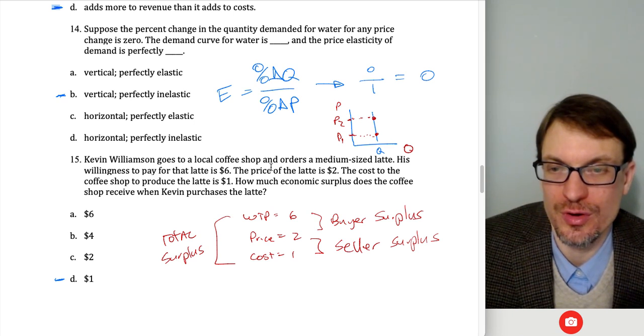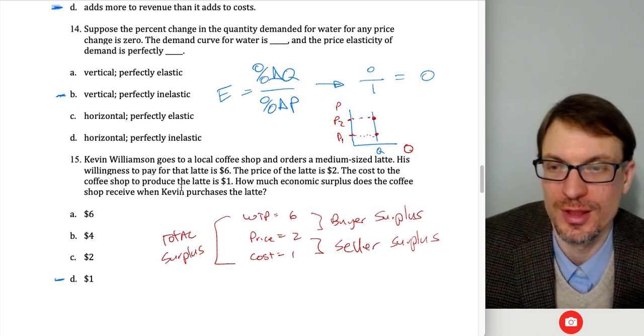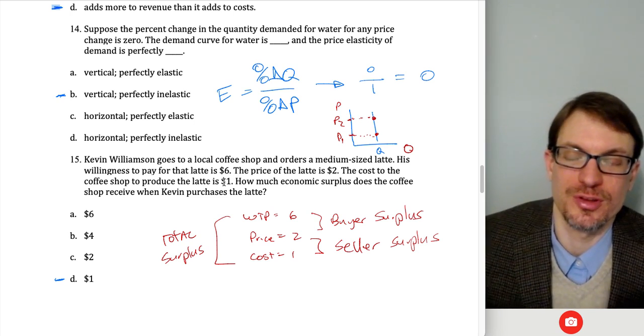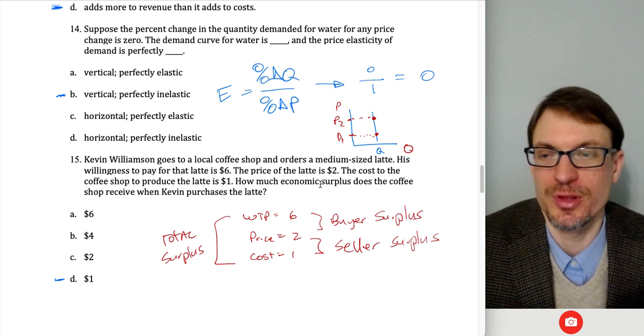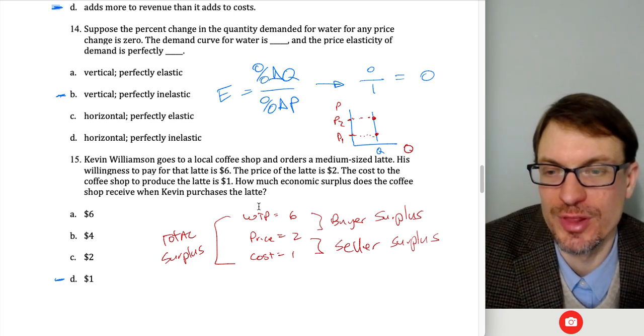Let's see. So they're going to a coffee shop to get a latte. Their willingness to pay is 6. The price is 2. The latte costs the coffee shop $1. How much economic surplus do they receive? This is what the coffee shop receives when they purchase the latte.